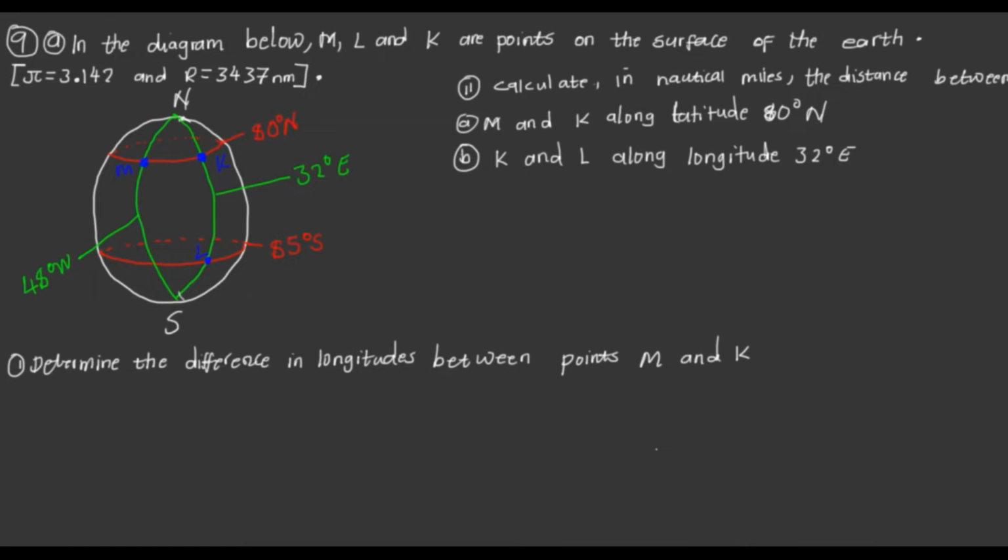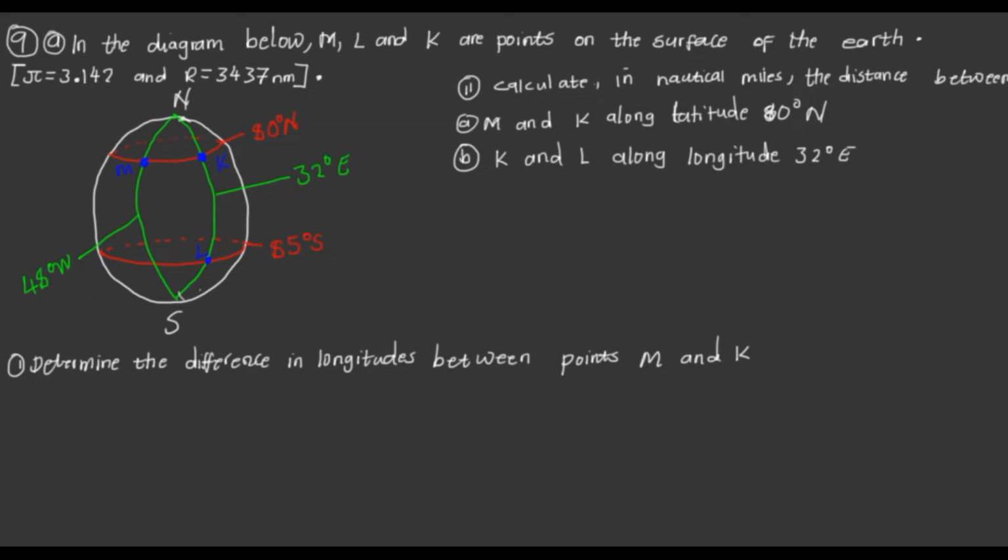In this video, we are continuing revision of Mathematics Paper 2, 2022 GCE. From the question, we can see that we are dealing with Earth geometry. That is the topic that we are trying to answer here. In the diagram below, M, L, and K are points on the surface of the Earth. Take pi to be 3.142 and radius 3437 nautical miles.